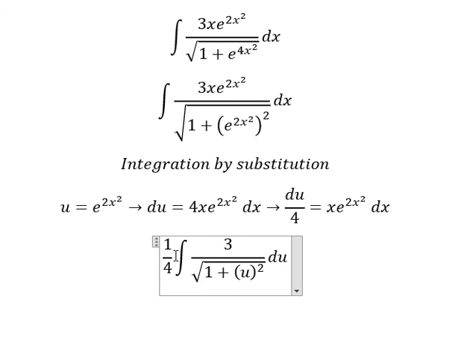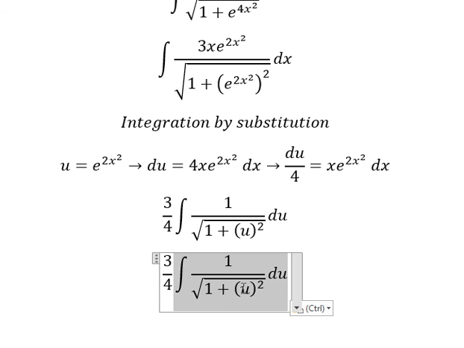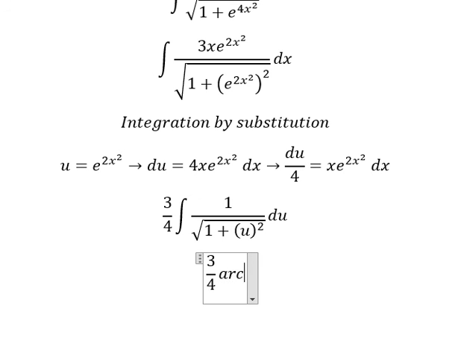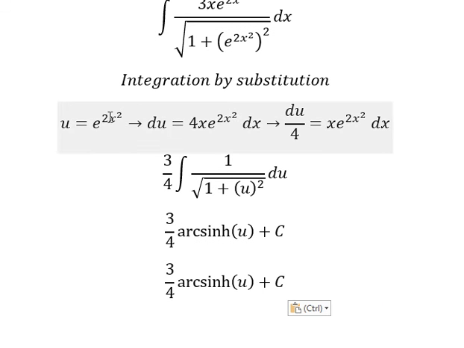So I will put number 3 going here. The integration of this one, you get arc of u, and we put c. About u, that's about this one.